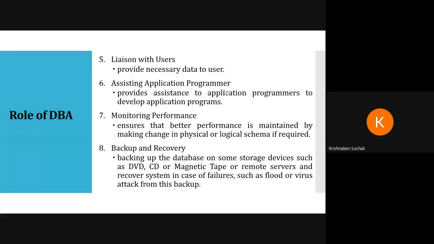Then the next point is liaison with user. That means the relationship, or communication with the user. It provides data to the user: how the user can get data, what communication is happening between the user and the database. That will be checked here.